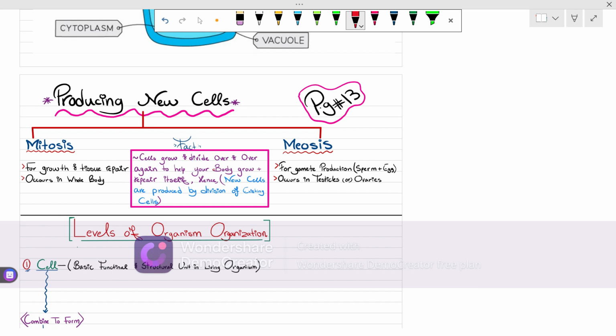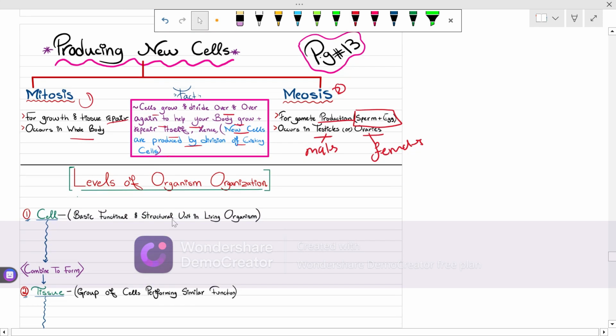Producing new cells. New cells can either be produced by mitosis or meiosis. Mitosis is for growth and tissue repair and occurs in the whole body. Meiosis is for gamete production, sperm plus egg, and occurs in testicles and ovaries. Testicles in males, ovaries in females. Cells grow and divide over and over again to help your body grow plus repair itself. Hence, new cells are produced by division of existing cells.